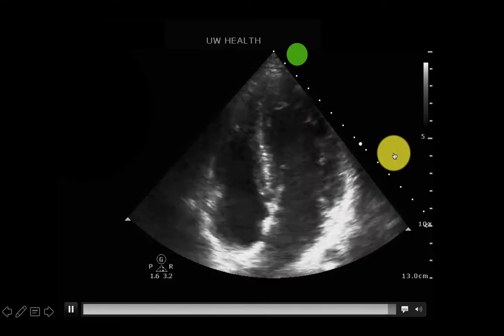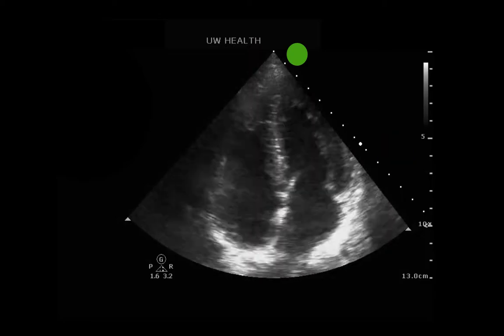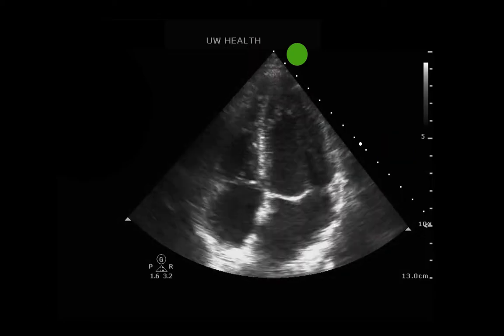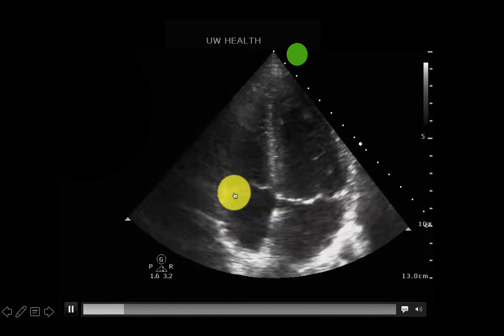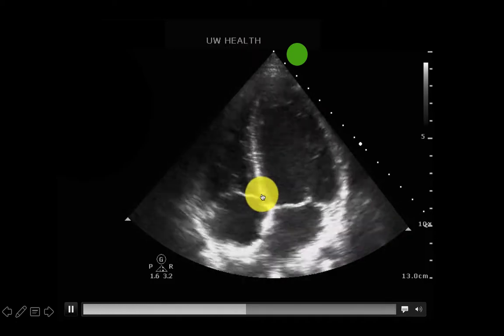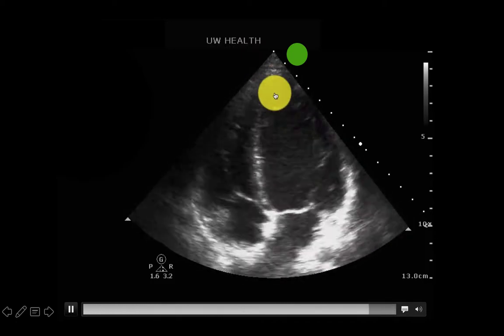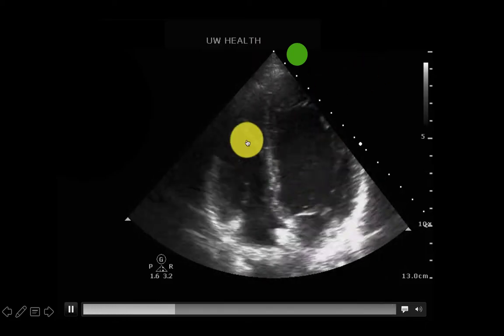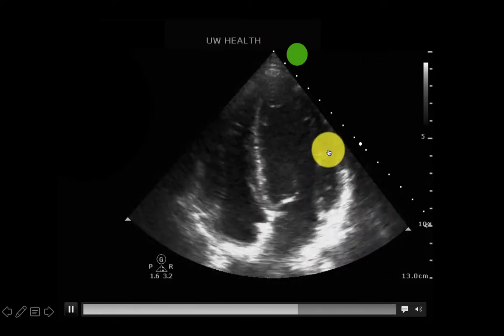If you ever get confused about that, there's a couple of key things to help you identify the right versus the left side of the heart. The first is the tricuspid valve, which sits right here. The tricuspid valve will always sit closer to the apex of the heart, so that to me identifies this as the right side of the heart and this as the left side of the heart.